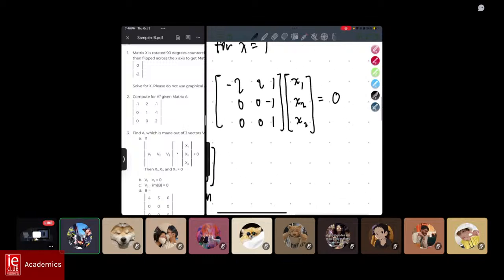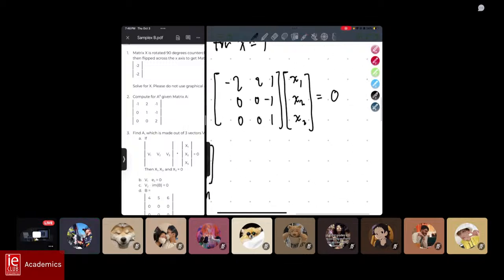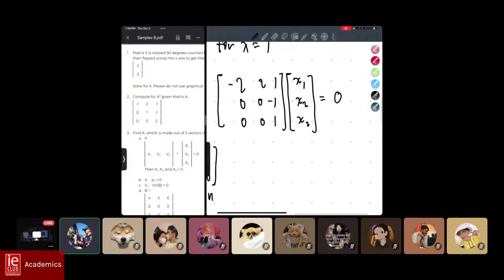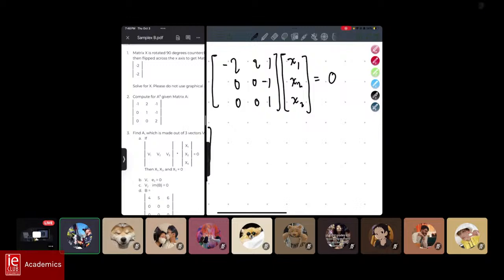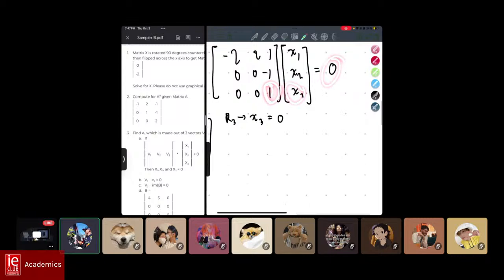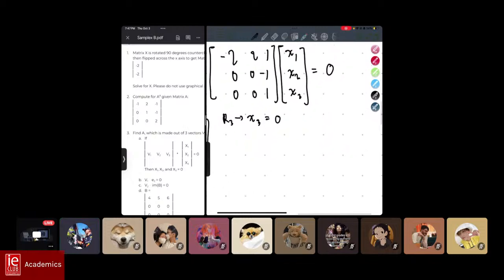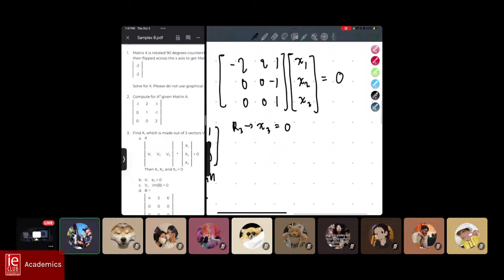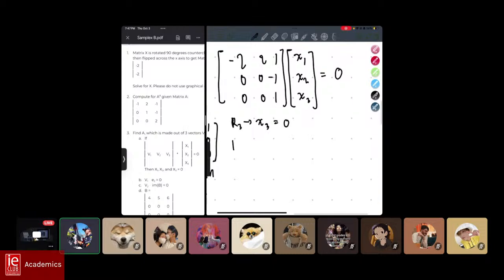So since it's already in row echelon form, we can just go straight into it. We know that x sub 3 is equal to 0 because of multiplying this by this. So this is information from row 3. We know this has to be 0 because it's 1 here, right? So that's automatic. Same thing here. We don't get much information from row 2. Since row 2 gives no new information, we can go straight to row 1.